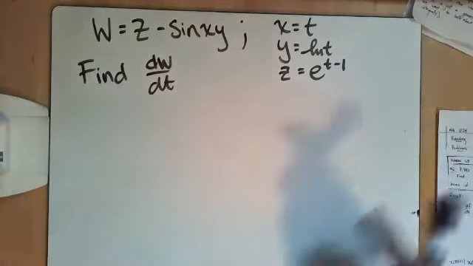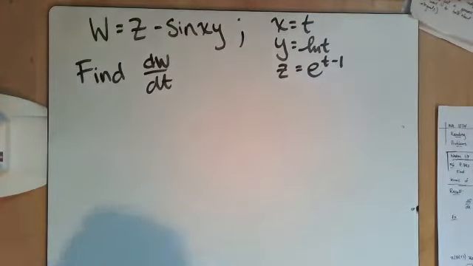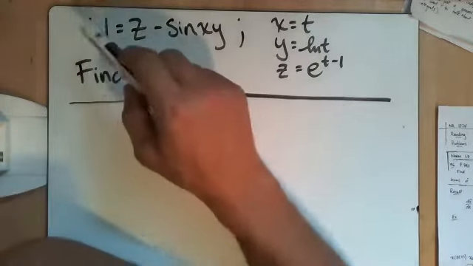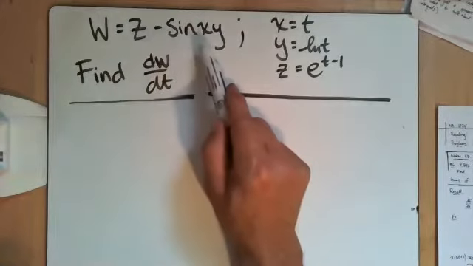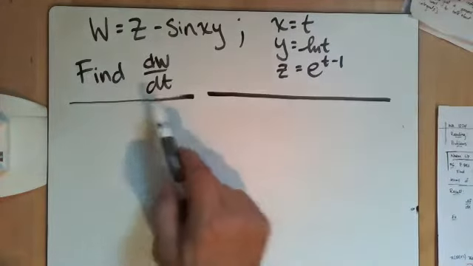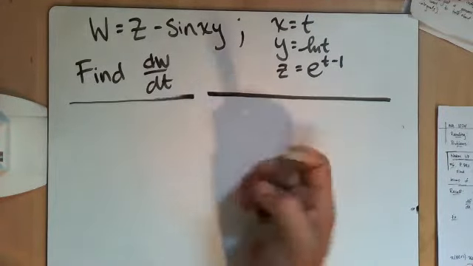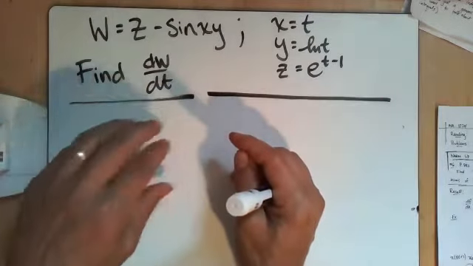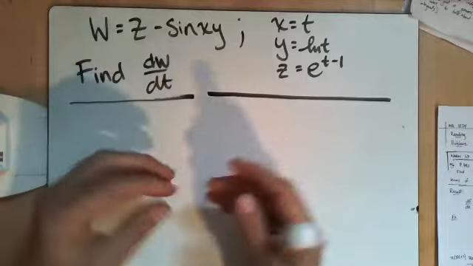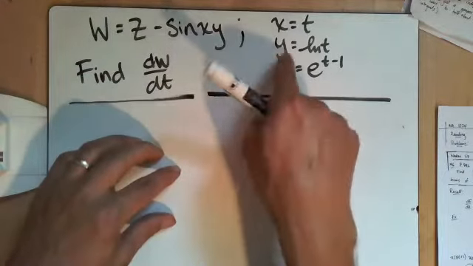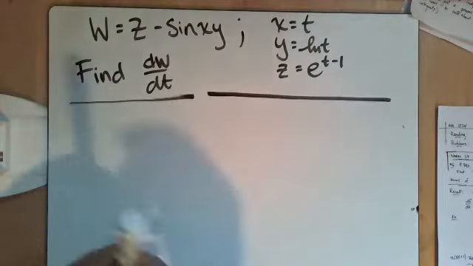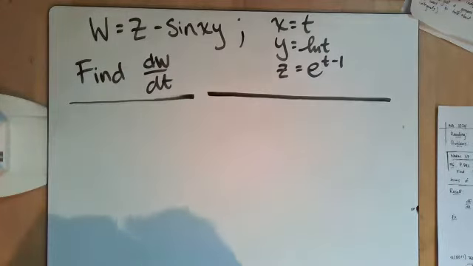All right, here's the solution to the warm-up problem. So we're given W is equal to Z minus sine XY. We're given these things for X, Y, and Z, and we're asked to find dW dt. We're asked to do that in two ways. First, we're asked to use the chain rule, in this case the three-variable chain rule. And the other way is we just plug these in and take the derivative with respect to t. Obviously those two approaches need to give the same answer.